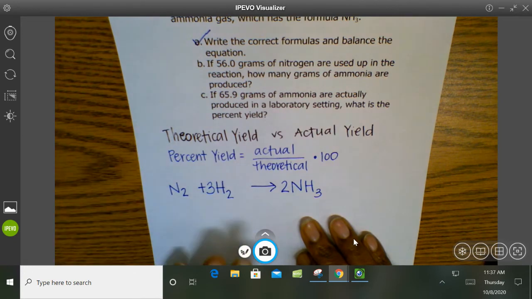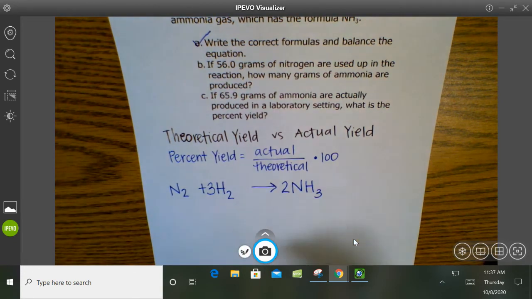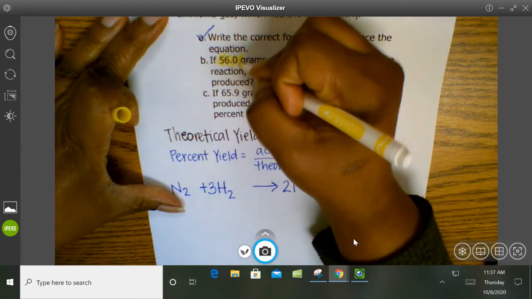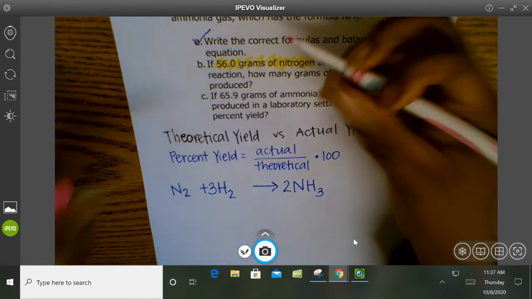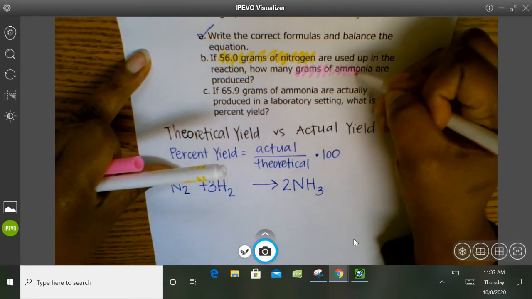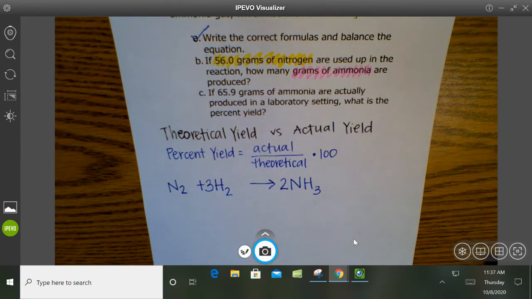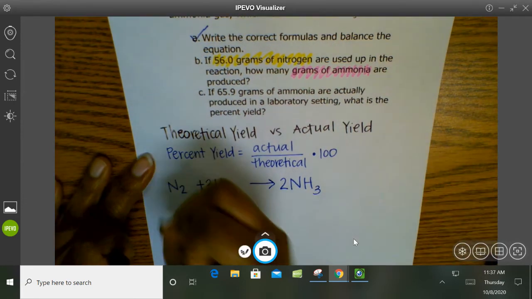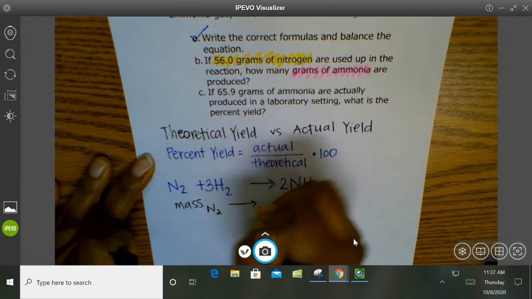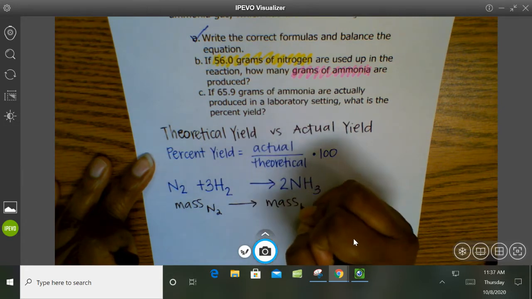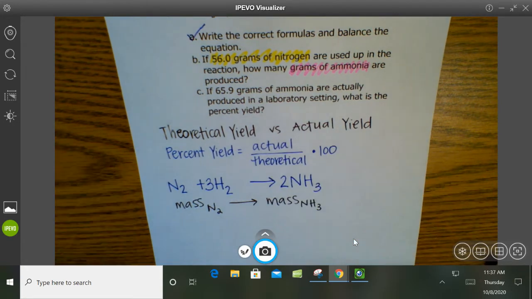If 56 grams of nitrogen are used in a reaction, how many grams of ammonia are produced? So I'm going to identify my given. It's my 56 grams of nitrogen. My wanted is grams of ammonia. So what I am working is a mass to mass. So I'm going to go from mass of nitrogen to mass of ammonia. Okay, so this is a type 4 mass to mass problem.